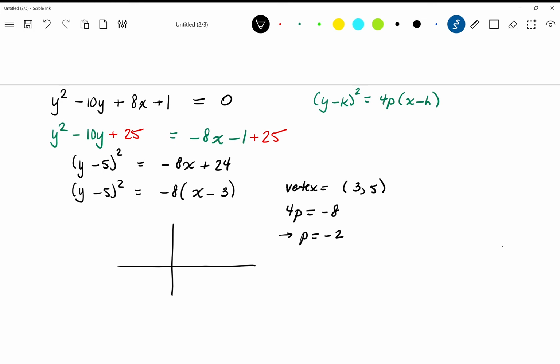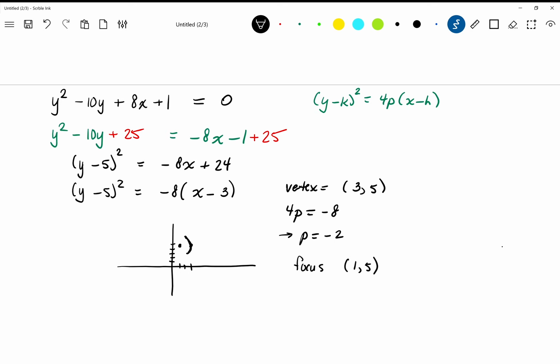If I plot the point (3, 5), just to get some sense of what's happening here, remembering that p is negative 2, which means my focus must be on the left of the vertex. In fact, it's 2 units to the left, so here's my opening, and I know my focus must be on the left there, so I'm going to subtract 2 from the x-coordinate. That gives me the point (1, 5). So I know that that's where my focus is. Great, we got our focus.